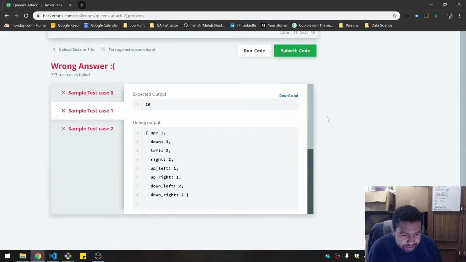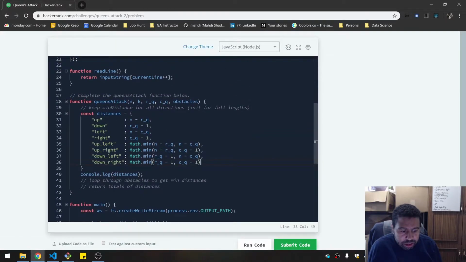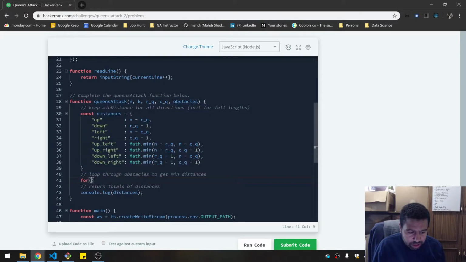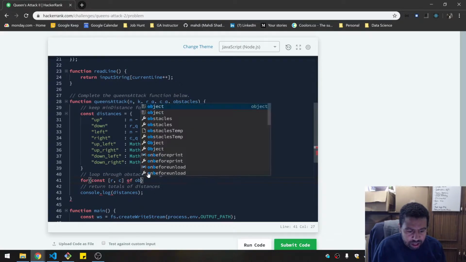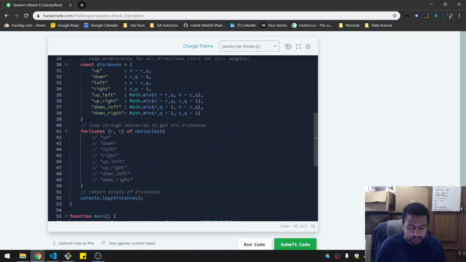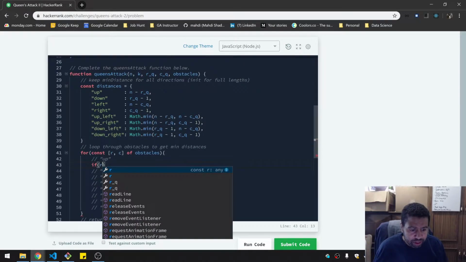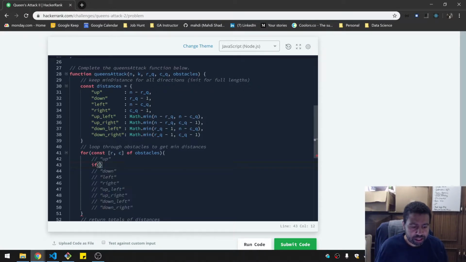All right, so now I need to do looping through the obstacle. So this is for const. We have the r and the c of obstacles. So this would be something like if r, if you're in the same row as the queen, then, sorry, that's the column. If you're in the same, well, the column, so c is equal to cq, then you're worth talking about. Otherwise, we don't care. All right? Okay, so let's do that here.